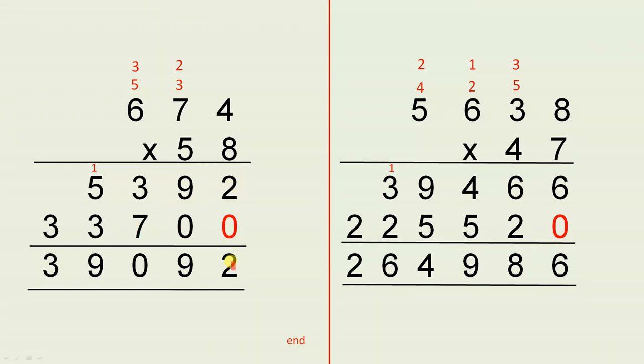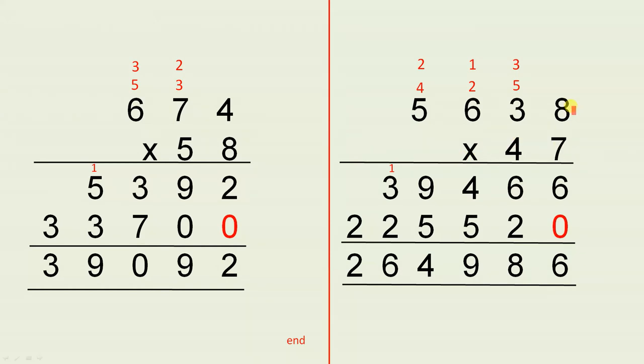2 plus 0 is 2. 9 plus 0 is 9. 3 plus 7 is 10. There's your 0, and there's the 1. And 1 plus 5 plus 3 is 9. And 3 plus 0 is 3. So there's our answer. And we have the final sum here.